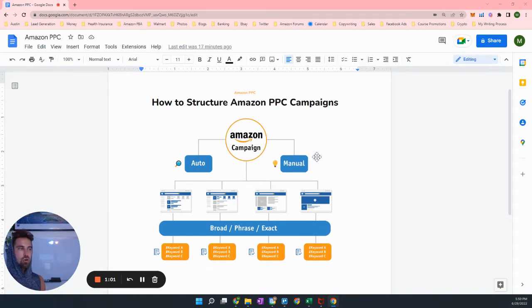There's two different targets that you can choose. One is other products, so other Amazon ASINs. You show up on competitors' listings or complementary products. Someone else's Amazon listing, you would show up there. Or the more common approach is keywords.